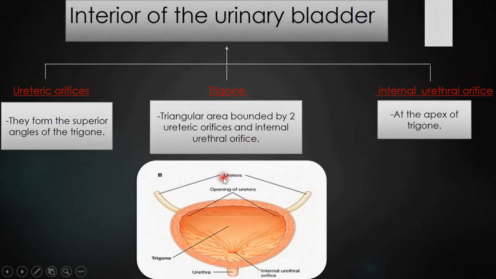Let's see how the urinary bladder looks like from inside. In this picture, we have removed the anterior part of bladder to see its posterior wall from inside. We will find a triangular area called trigone. This trigone is bounded by 2 ureteric orifices, which form the superior angles of the trigone, and internal urethral orifice at the apex of trigone. The trigone is more vascular and sensitive than the rest of bladder. The mucosa of trigone is firmly attached to underlying muscle layer, so it appears smooth.